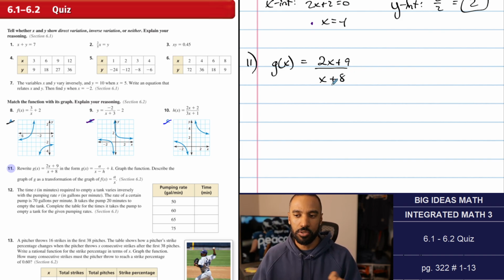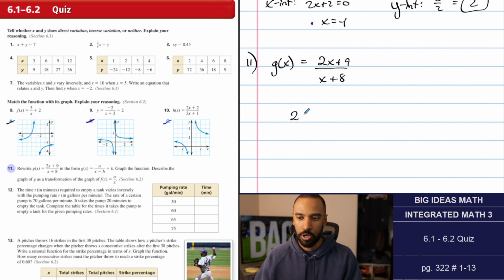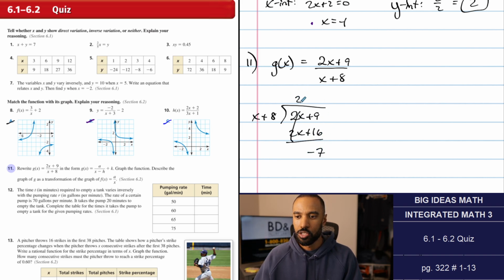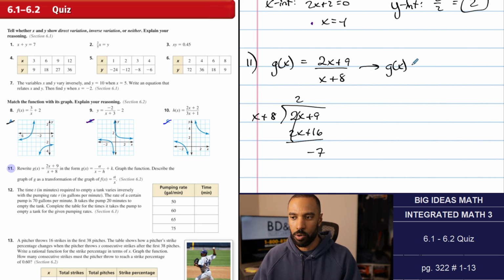We can do that by using long or synthetic division. Now the book made a point of using long division, and it's not long. We do it once. X goes into 2x twice. You distribute the x plus 8 into 2, so you get 2x plus 16, and you subtract this result, you get negative 7. So the quotient is 2, and the remainder is negative 7.